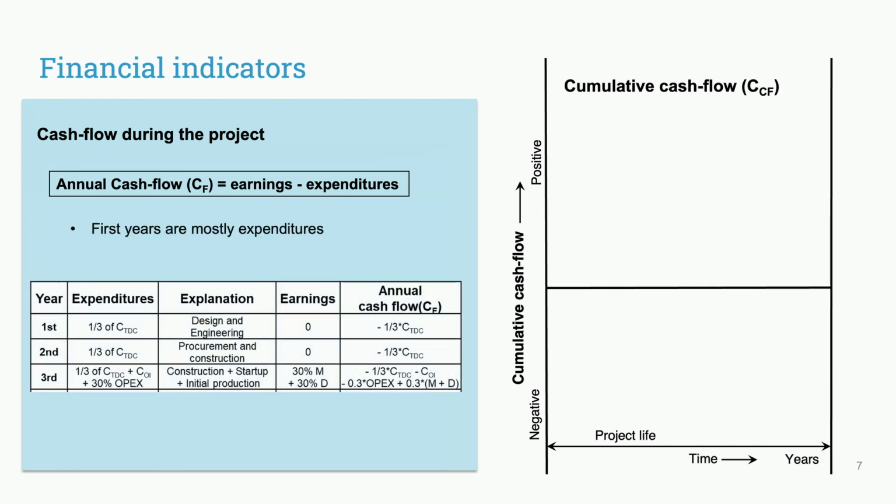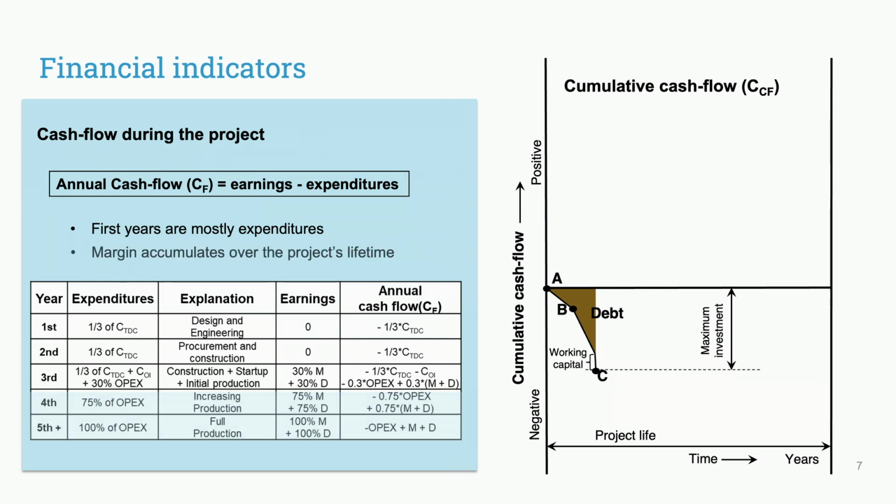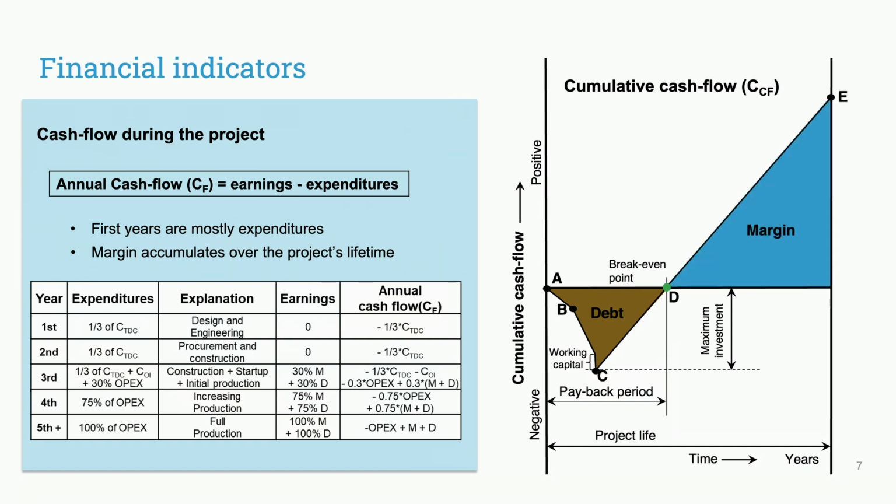The first couple of years of the project are mostly investments in design and engineering, construction, and startup. At this point, we have the maximum investment, including the working capital, to start up the process. Then, once production starts and reaches the expected scale, there is a steady flow of income and margin that accumulates over time, reaching first the break-even point and then continues to accumulate for the rest of the project lifetime to finally reach the total cumulative cash flow.